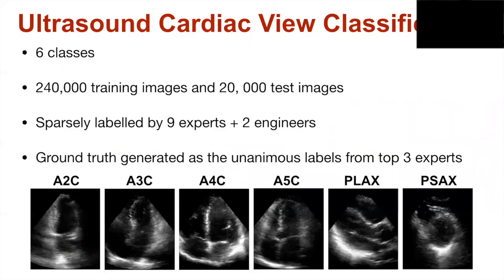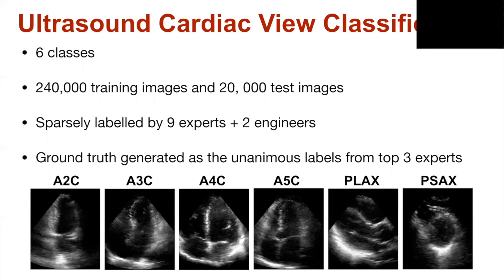So finally, we tested on the ultrasound dataset. Just to give you a quick overview of the dataset, it has 6 classes, and it's sparsely labeled by 9 experts and 2 engineers. We didn't have ground truth in this case, so we had to generate one. The way we generated some pseudo ground truth is as follows. We picked the top 3 experts based on their experience.